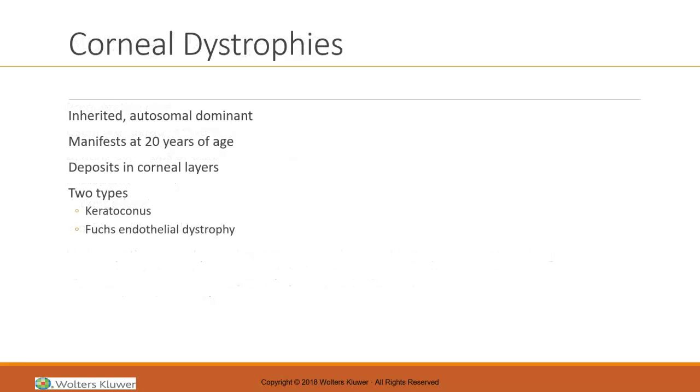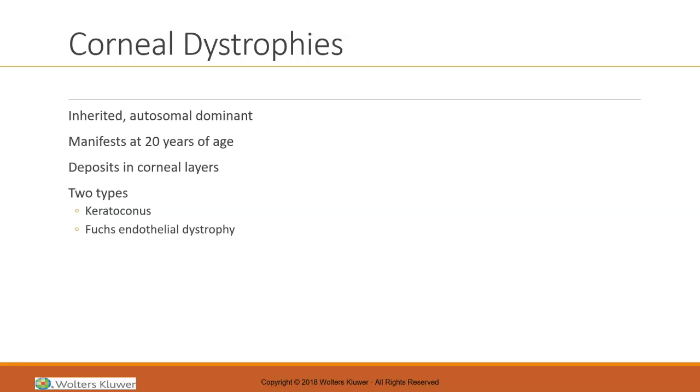There are some corneal dystrophies. Those are inherited problems. They're autosomal dominant. Most of them manifest by 20 years of age, and they have deposits in the corneal layers of the eye. The first one is keratoconus, and that one is the most common. We typically see that in women, and it presents with significantly blurred vision.